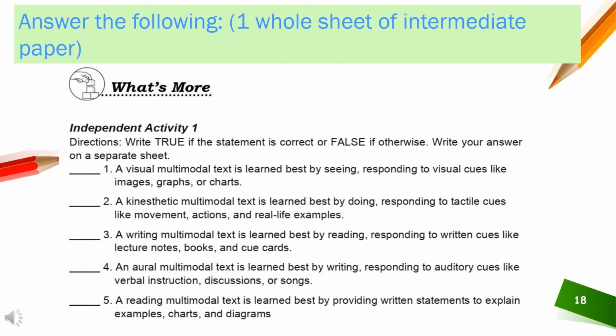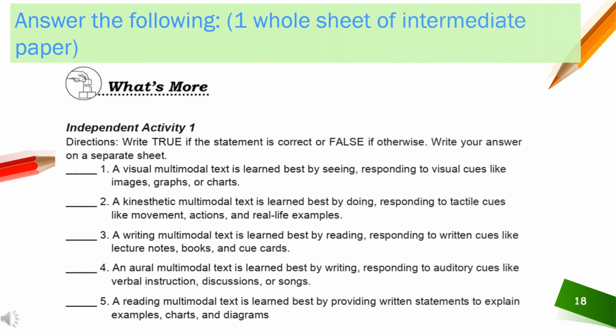Class, please answer the following. Please prepare one whole sheet of intermediate paper. Please write your name, your section, subject, module number, and the date today. Please write independent activity 1. Directions. Write true if the statement is correct or false if otherwise.